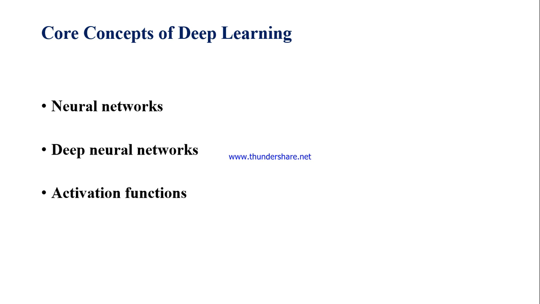The core concept of deep learning consists of three things. One is called neural networks, another called deep neural networks, and another called activation functions. Neural networks are the heart of deep learning. Neural networks are computer models consisting of interconnected nodes or neurons, which help to process the information and get the predictions here.